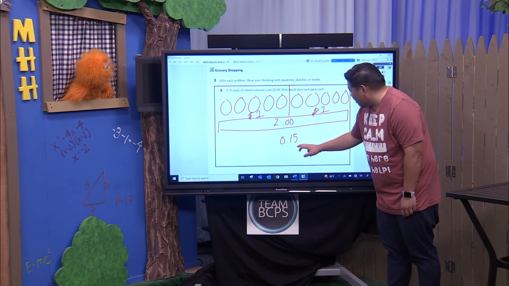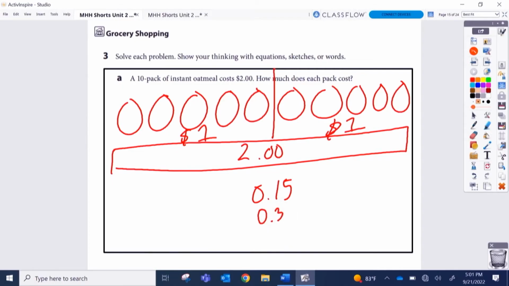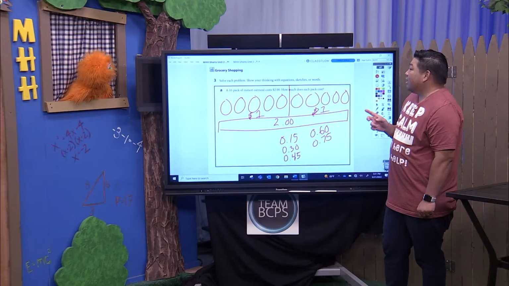plus 15 cents, that would be 30 cents. Plus another 15 cents would be 45 cents. Plus another 15 would be 60 cents. And another 15 would be 75 cents. So that's close. So it's not quite 15 cents.